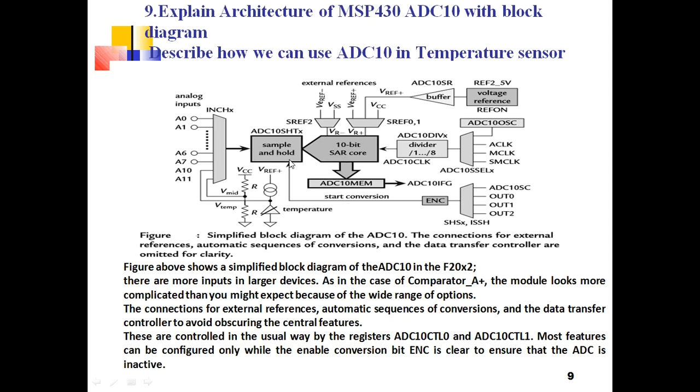In the sample and hold circuit, if you want to start the conversion, you have to enable the conversion using the ADC10 start conversion bit. Using that, the conversion is going to start, and finally the temperature sensor is connected here, which is going to give different values for the different temperatures. The output is going to be generated on output 0, output 1 and output 2.